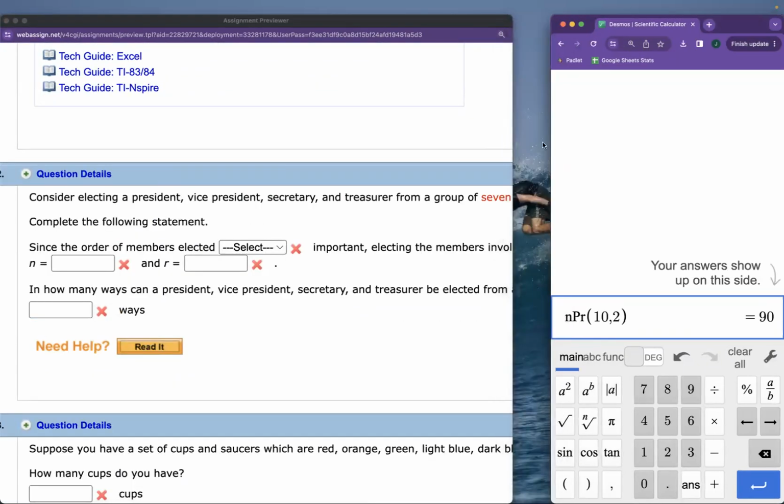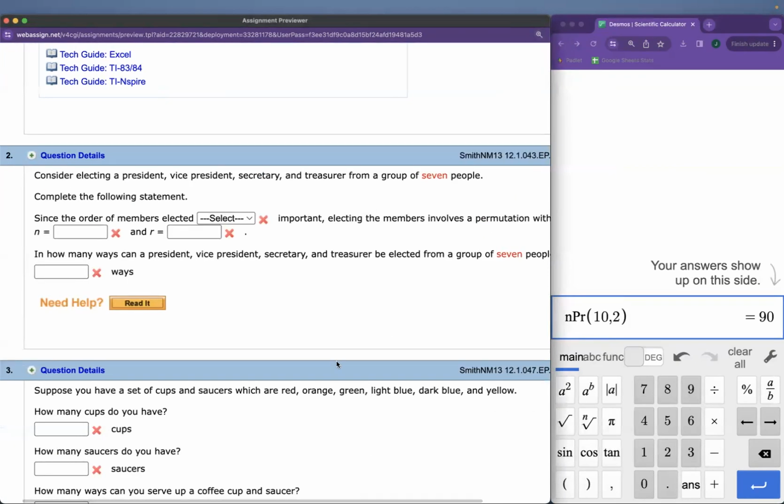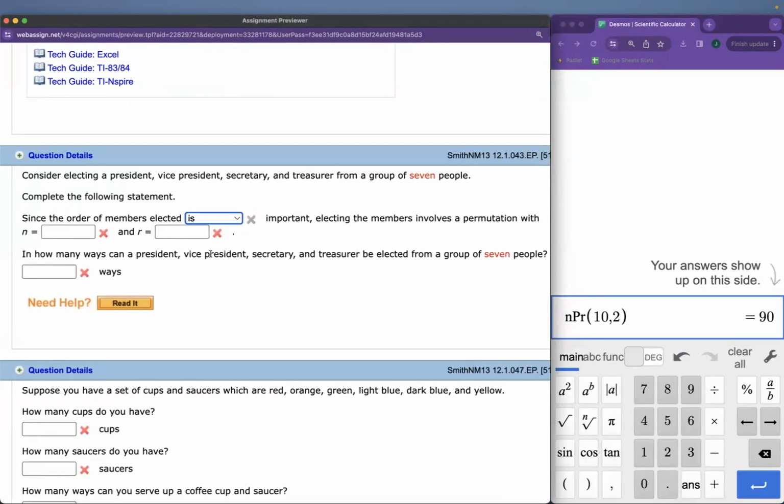Okay, number two. Consider electing a president, vice president, secretary, and treasurer from a group of 7 people. Complete the following statement: since the order of members elected is important, yes, order is important when you have different offices. Electing members involves a permutation with n equal to 7 and r equal to 4, because you have 4 positions. So it's nPr, 7 comma 4, and the answer is 840.